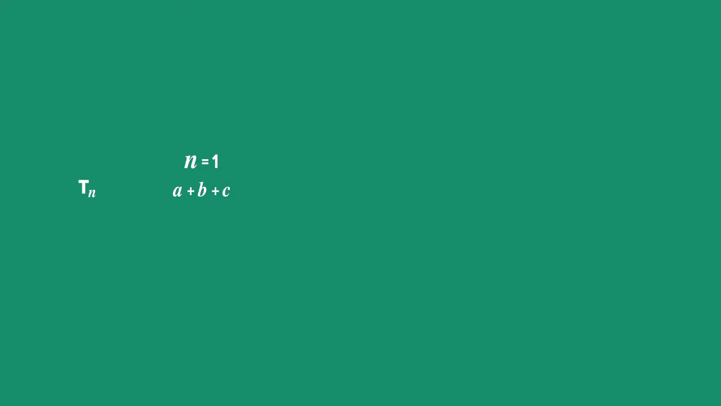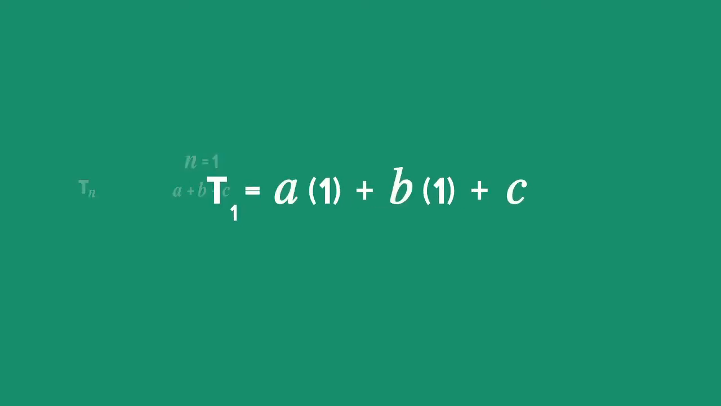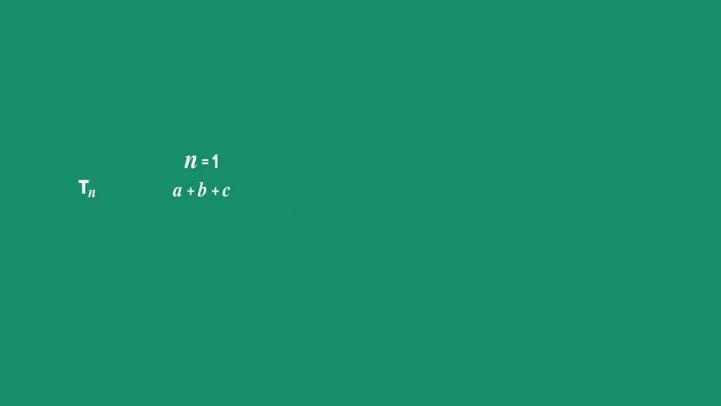All we've done there is replace n with the position number, so we get a plus b plus c. In a similar way, when n is 2, your second term has the value 4a plus 2b plus c. And the third term, 9a plus 3b plus c.